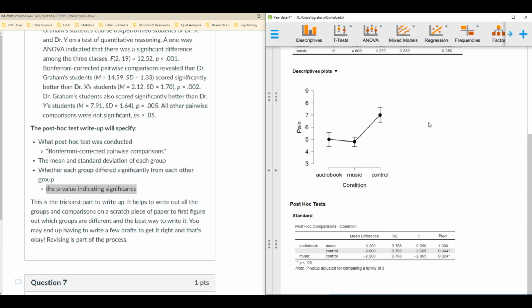If our overall ANOVA is not significant, we don't even need this because that would mean that there is no difference. And if we look at this, we're just going to see more no differences. So we don't even bother if the whole thing is not significant.